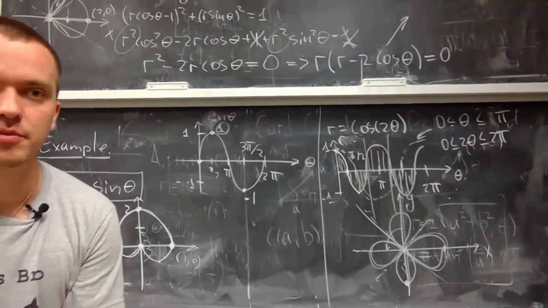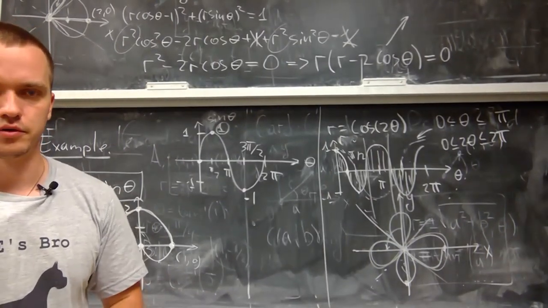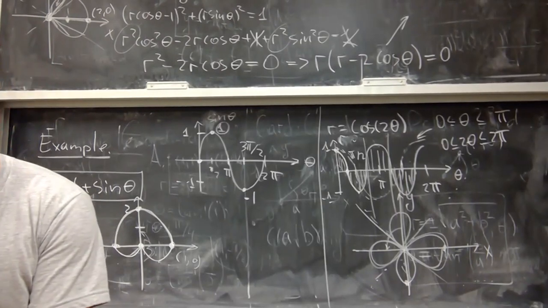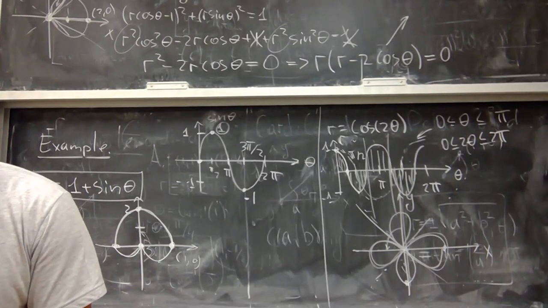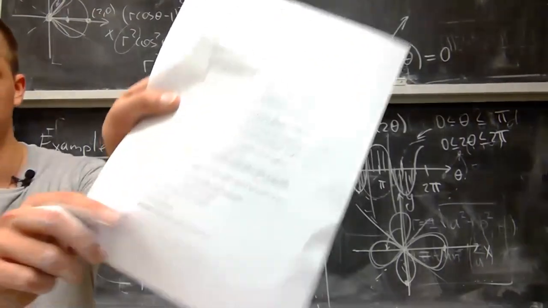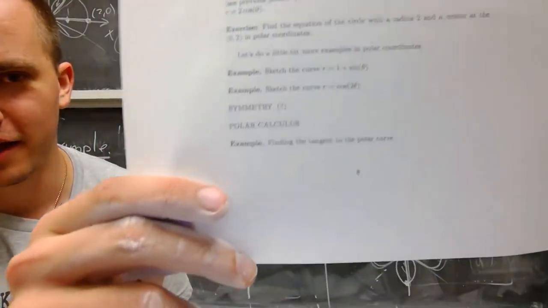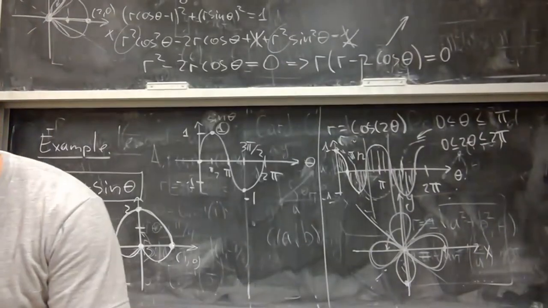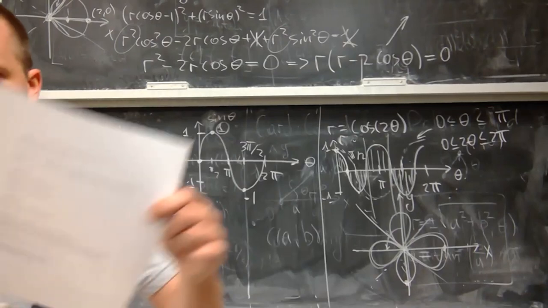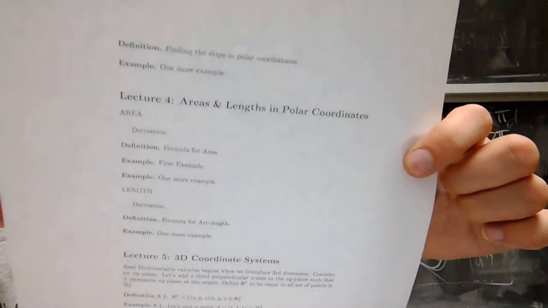So how much time did it take me? The polar part took me 1 hour to explain. Okay, this is the end of the lecture, and polar calculus I will do later, because you can see these are my lecture notes, and for the polar part I have just written the definition and example, but I didn't do the actual stuff. So it's empty.